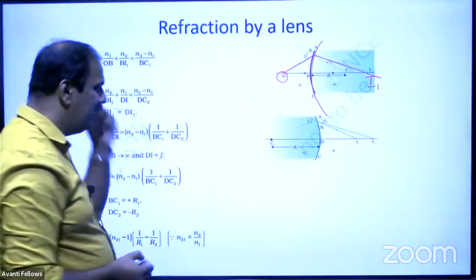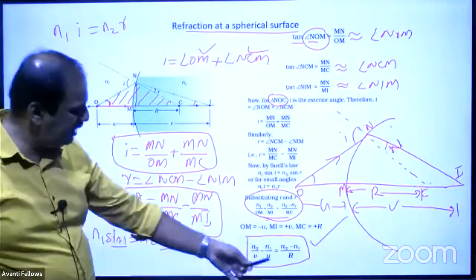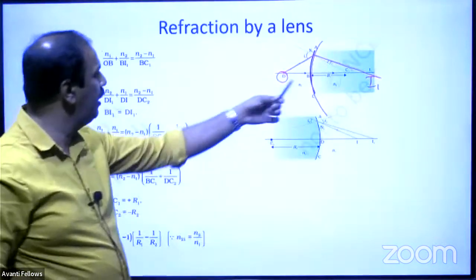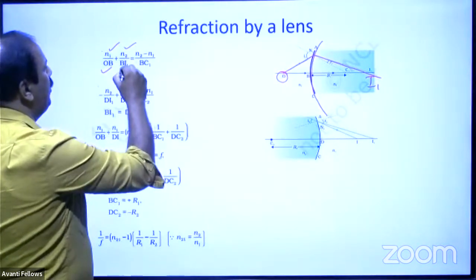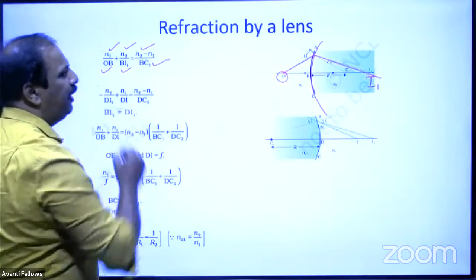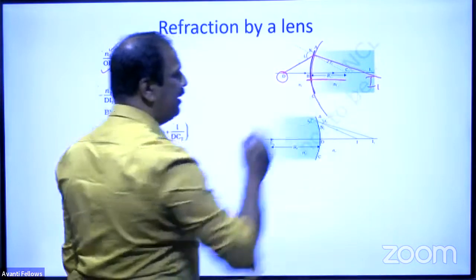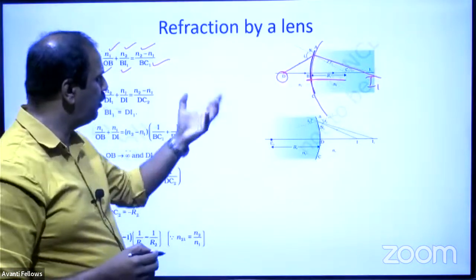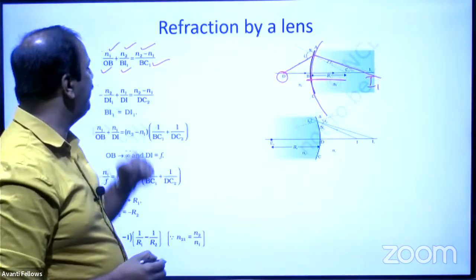Now you see here, the previous equation, we had this equation. If you apply this equation for this surface, you will get N1 by OB plus N2 by BI1 is equal to N2 minus N1 by BC1. BC1 means this distance. Previously, instead of B, another letter was there, but it's the same. So you'll get it like this.